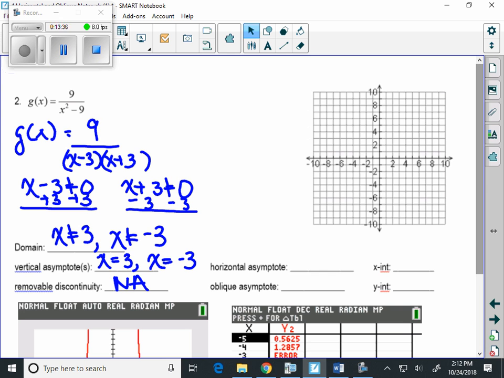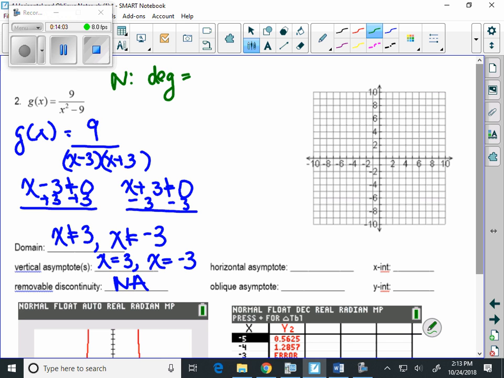So now, let's look at this function and look at the numerator. When we look at our degrees here to determine our horizontal asymptote, well, the numerator, we have a 9 up here. There is no exponent on there. The degree of the numerator is 0. It's 9x to the 0 if you want to get specific. The denominator, the degree is x squared.